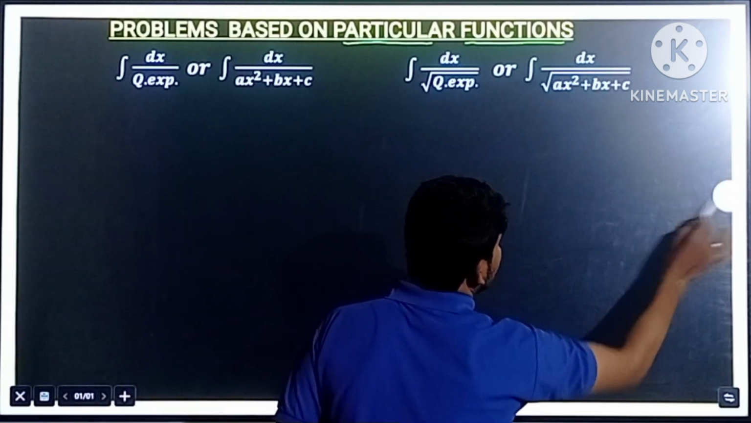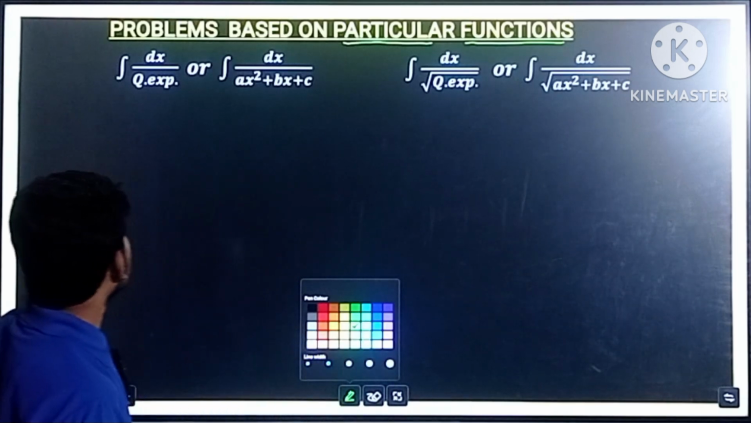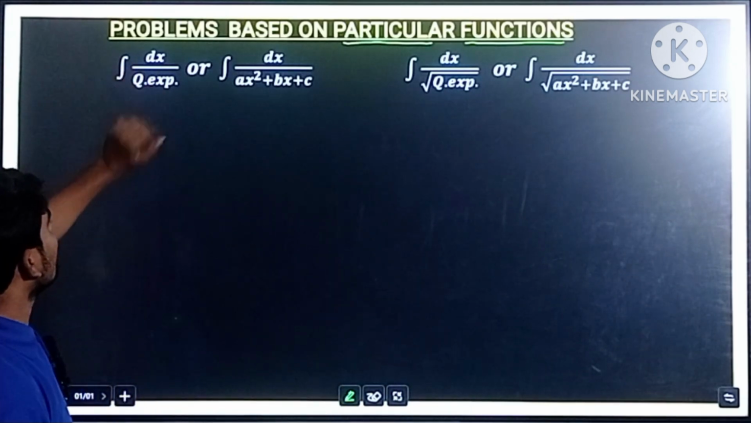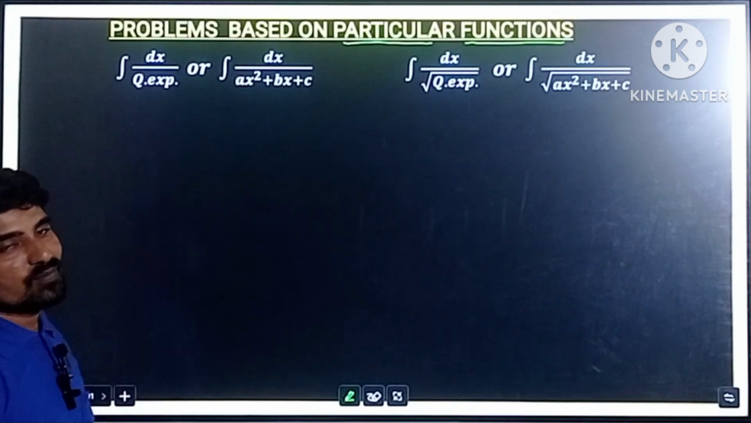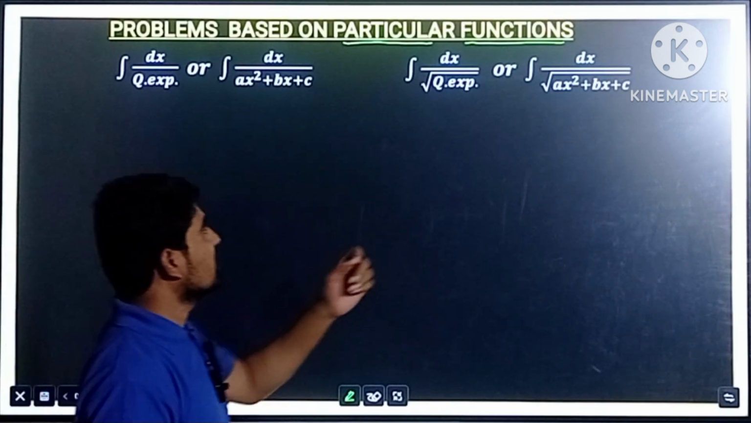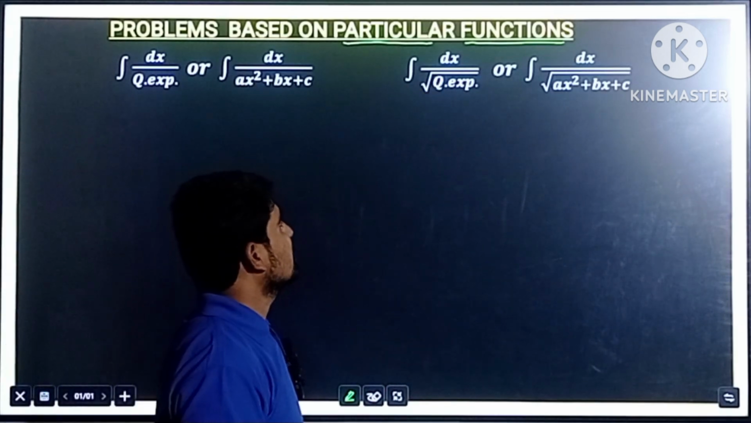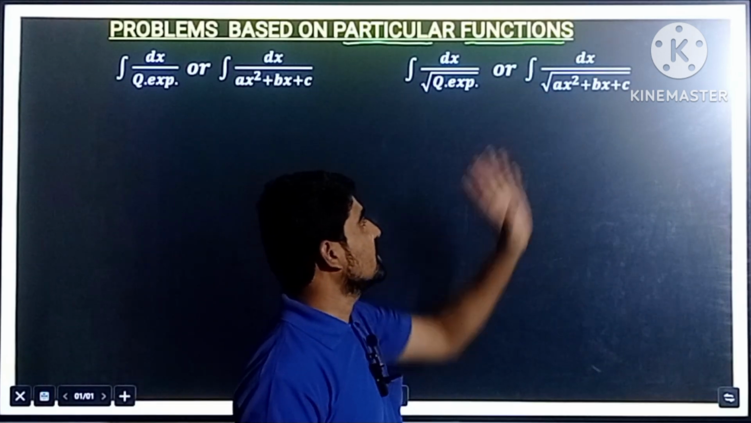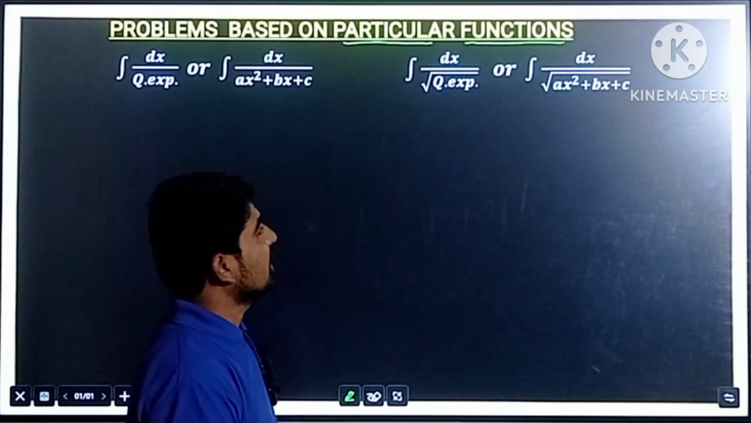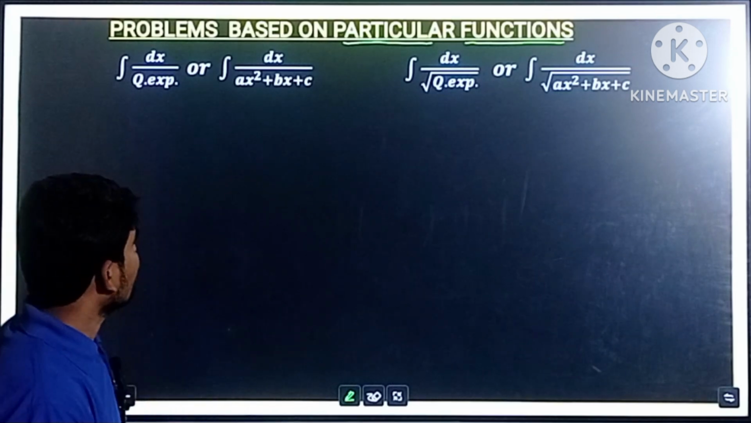Which are those? The first one is integration of dx divided by a quadratic expression, or integration of dx divided by ax square plus bx plus c. And the second one is integration of dx by square root of a quadratic expression, which can also be given as integration of dx divided by square root of ax square plus bx plus c.